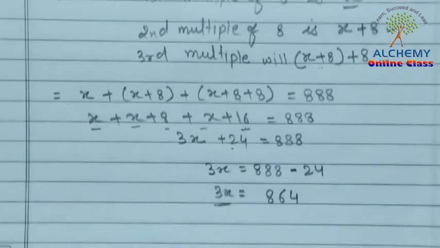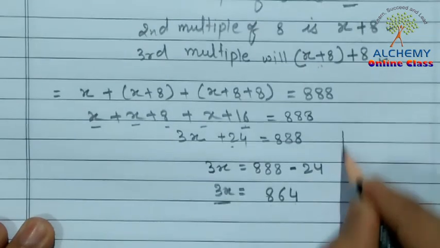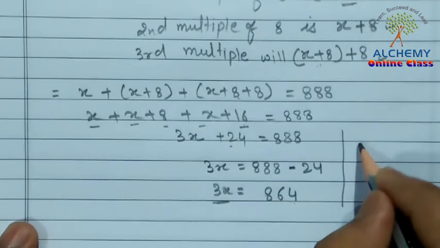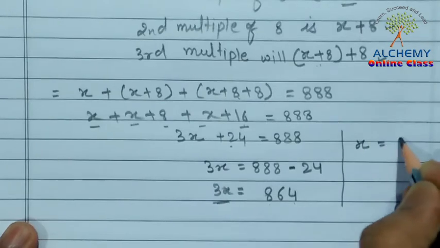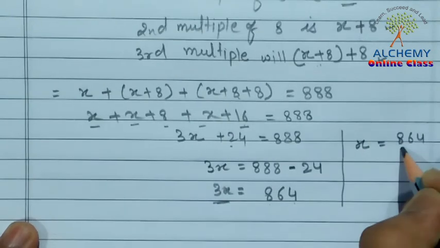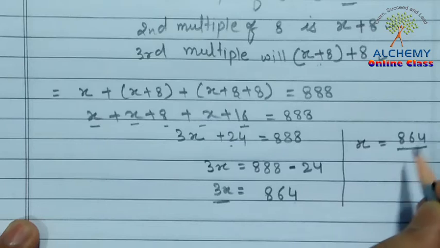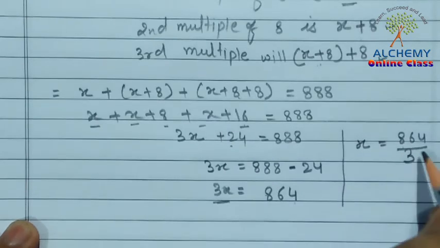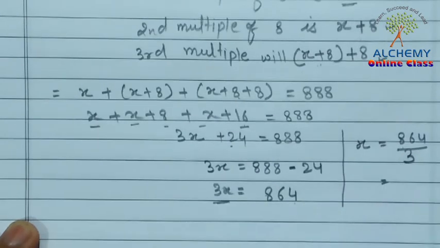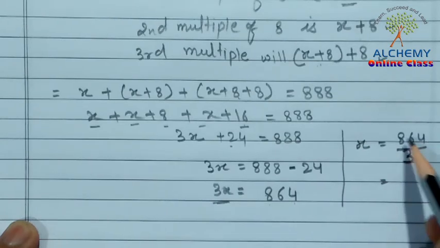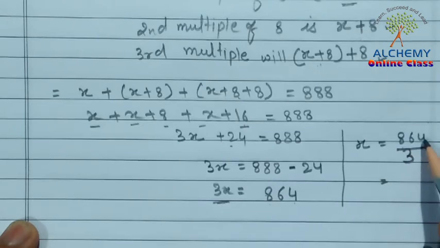So what will be the value of x? To find the value of x, x is equal to 864, and this 864 will be divided by 3. Let's see, can we cancel it out? To find whether a number is divisible by 3 or not, we can add the digits. So 8 plus 6 is 14, and 4 makes 18. 18 is a multiple of 3, 18 is divisible by 3, so this number is also divisible by 3.